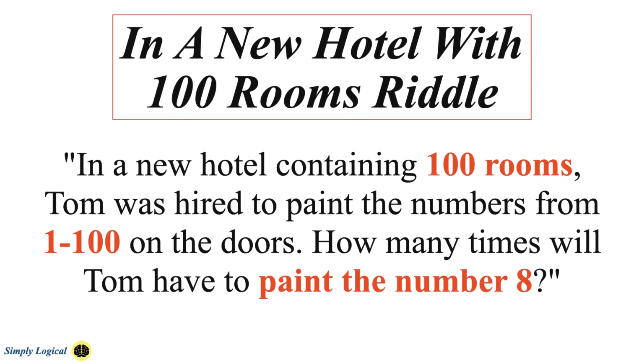In a new hotel containing 100 rooms, Tom was hired to paint the numbers from 1 to 100 on the doors. How many times will Tom have to paint the number 8? Essentially, the puzzle is asking you to determine how many 8s there are between 1 and 100. Here one is supposed to find out how many 8s there are from 1 to 100. So you have to go through the numbers and make a note of every one which contains 8.